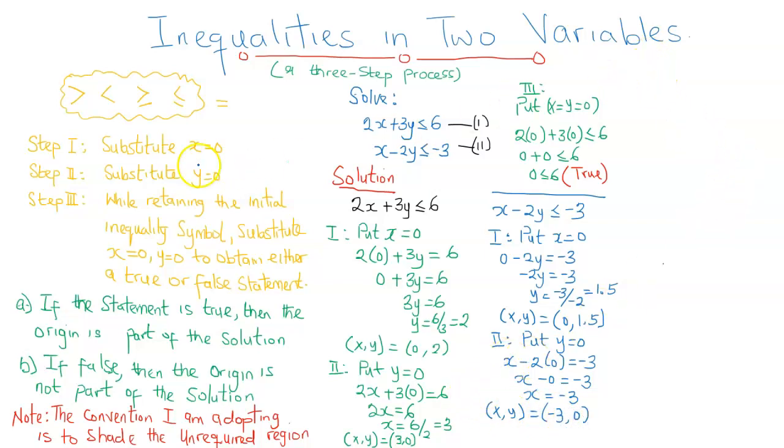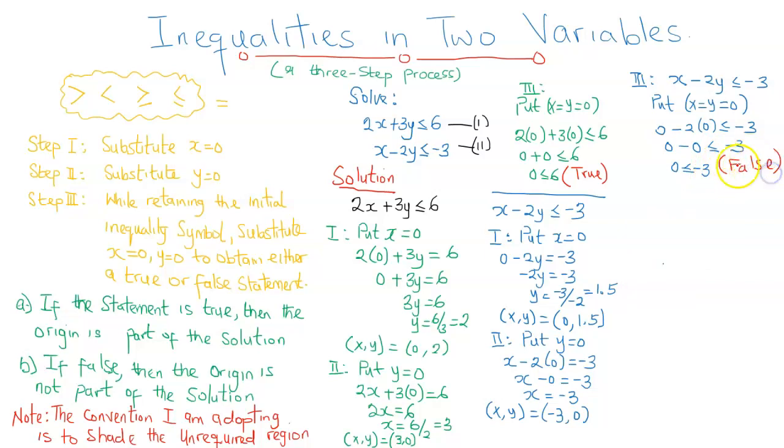Okay, so the next thing is going to be step 3. In step 3, we are going to retain this inequality symbol. So x minus 2y less or equal to negative 3. So we are going to substitute x equal to y equal to 0 into the equation. So this is going to give 0 minus 2 bracket 0 is less or equal to negative 3. So this is 0 minus 0 less or equal to negative 3. 0 less or equal to negative 3. And of course, we know that this is false. 0 is not less than negative 3. So this is a false statement.